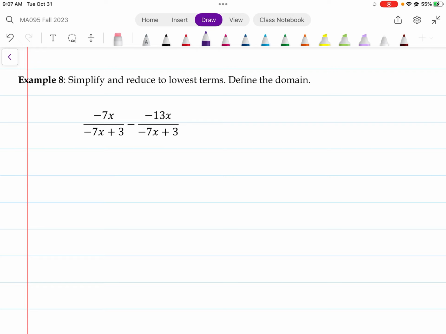All right, let's do it. So we've got negative 7x plus 3 on both of them. We've got a common denominator. So on top we get negative 7x minus negative 13x. And we get negative 7x plus 3 on the bottom. So be really careful with those negatives. On the top we've got negative 7x plus 13x. On the bottom, still the same.